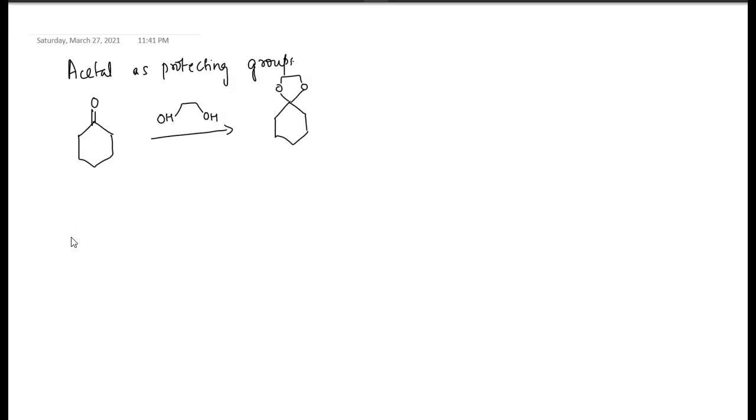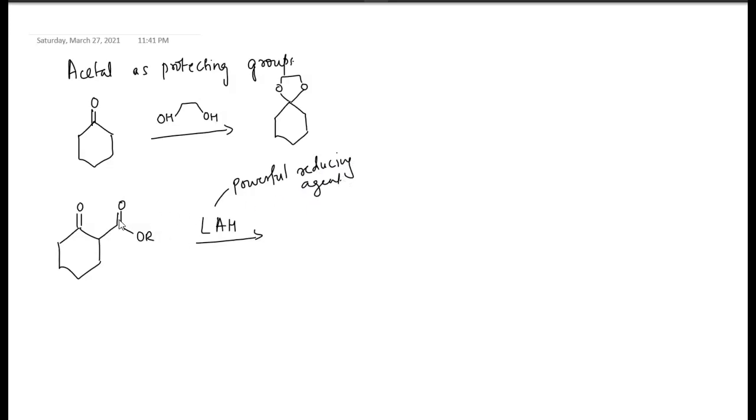For example, if you had a compound like this where you had a ketone group and you also had an ester group here, and if you treat it with, say, lithium aluminum hydride. Now remember, lithium aluminum hydride is a powerful reducing agent. So what would happen is that this lithium aluminum hydride would end up reducing not only the ester, but also the ketone, right? And you will end up with an alcohol group here and an alcohol group here.